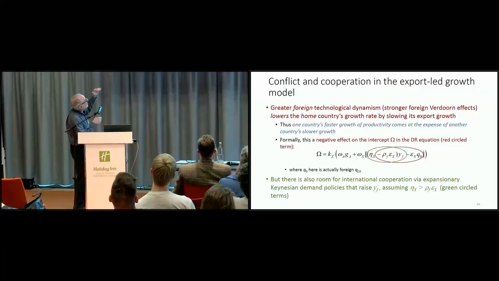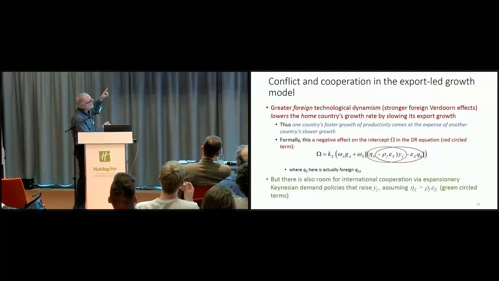So remember, we're looking inside the intercept term of the demand regime equation. If you focus on the two terms circled in red, these have negative effects. These are things that will pull down the intercept and lower the growth for this country, so its virtuous circle will become less virtuous or maybe a vicious circle. One of them is the price elasticity of its exports multiplied by the foreign Verdoorn coefficient, all multiplied by foreign output growth. And the other negative term is, again, the price elasticity of exports multiplied by the intercept of the home country Verdoorn relation.